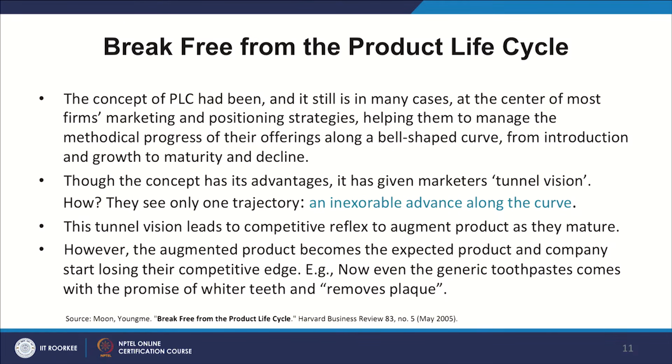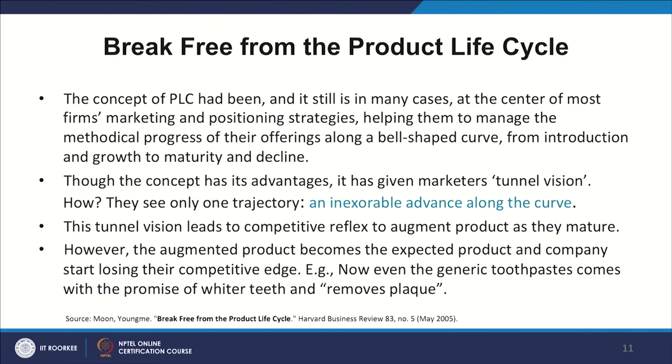the product. Now, as I suggested that I would be giving you a brief insight, again based on a very good paper which I have referred to earlier as well, written by Moon, that says break free from the product life cycle, published in Harvard Business Review in May 2005. And this paper talks about few important elements which I have enumerated for you here.